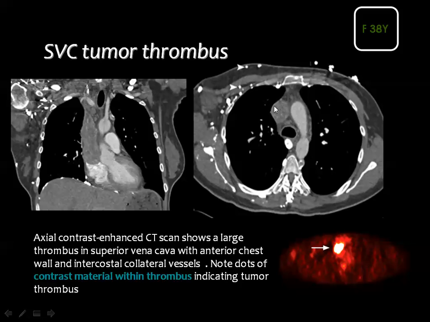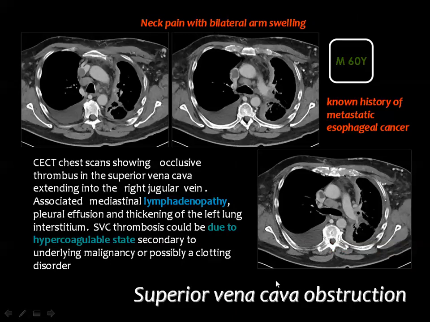You see that the superior vena cava is enlarged, and you can appreciate contrast enhancement within the mass occupying the superior vena cava, and you can appreciate the dilated veins secondary to superior vena caval obstruction. And this is a case known to have metastatic esophageal cancer with a filling defect within the superior vena cava denoting thrombosis extending into the right internal jugular vein. And you can see these mediastinal metastatic lymph nodes and also the presence of pleural effusion.